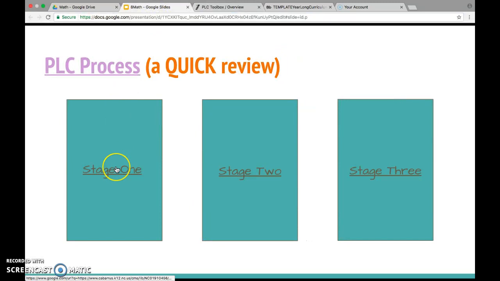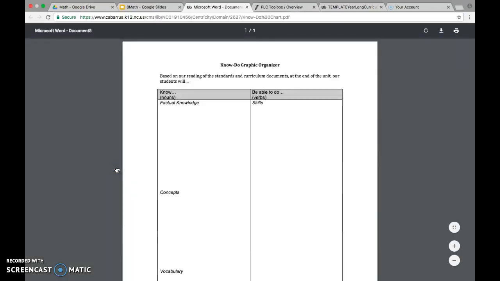The Stage 1 conversation aligns with Stage 1 of the UBD documents. This is where we're going to identify the know's and do's for this unit. The suggested way to do this is to take a know and do graphic organizer. It doesn't have to be this one. And based on the standards and your knowledge of the unit, identify what it is students should be able to know and do by the end of the unit.